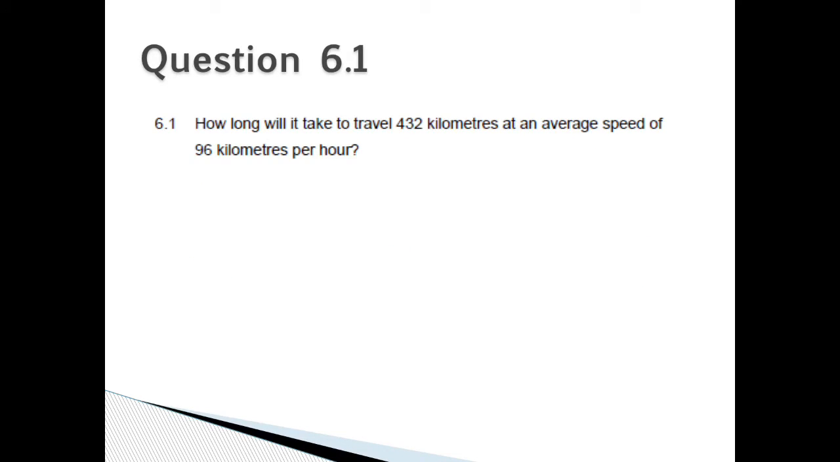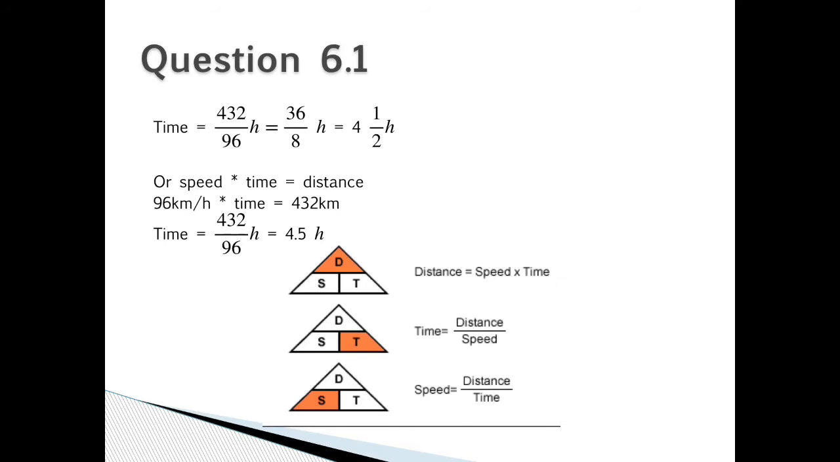Question 6.1. How long will it take to travel 432 kilometers at an average speed of 96 kilometers per hour? It is important to know your distance, speed, and time formulas. Distance is equal to speed times time. Time is equal to distance divided by speed, and speed is equal to distance divided by time. Here we have a time formula. So it will be distance divided by speed. So 432 kilometers divided by 96 kilometers per hour, which will give you 4.5 hours.